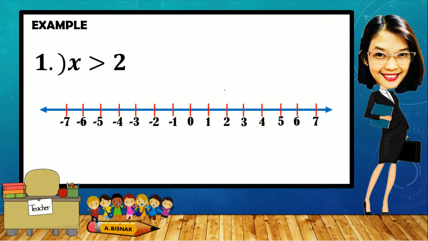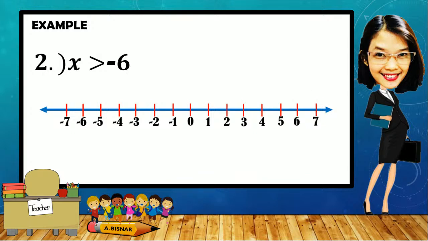So, again, we will use circle with no shade. After having circle with no shade, we have to identify those numbers that are greater than 2. So, ano-ano yun? 3, 4, 5, 6, 7, and so on. Hanggang sa positive infinity. So, we will draw a line na papunta doon sa positive infinity. And this will be the answer. Again, this is linear inequality in one variable using graph or using a number line.